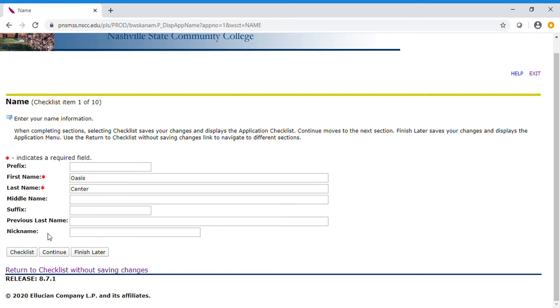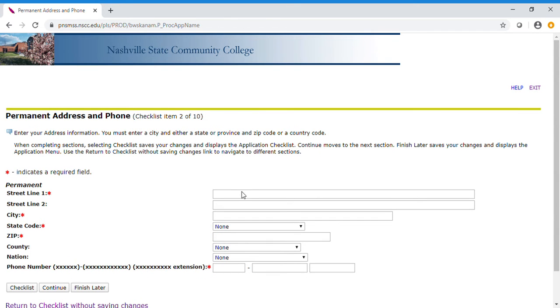If you see on this page, we're actually good to go. Now, if you want to fill in more information, that's alright. More information will be helpful to Nashville State, but if this is all you got, that's all you got. Press continue. We'll put in the Oasis address.